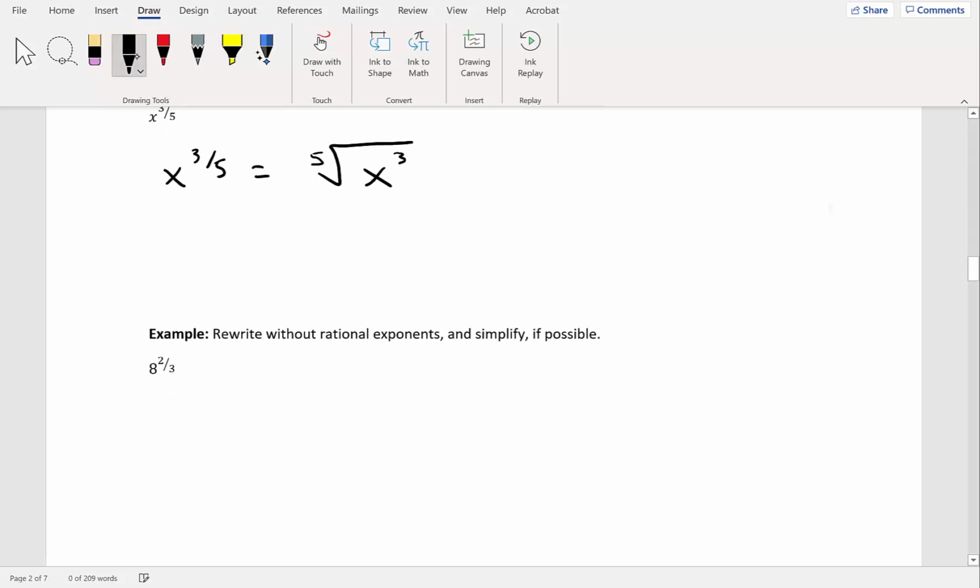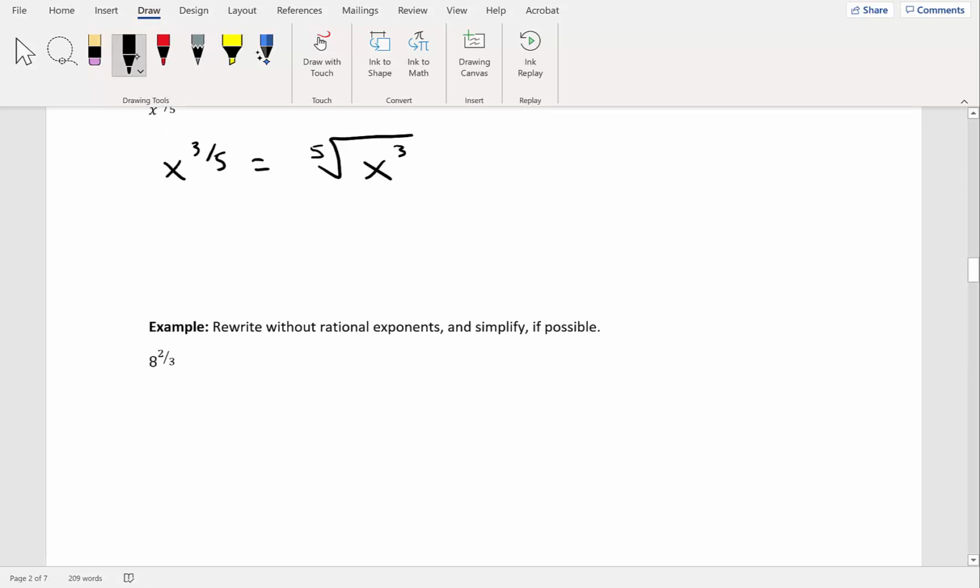We have 8 raised to the 2/3 power. Okay, so this is equal to, so remember the denominator is the index, so this is really cubed root of 8 raised to the 2nd power. Now let's check and see if we could simplify this. So this would become the cubed root, and now 8 raised to the 2nd power gives us 64. Cubed root of 64 is actually equal to 4, because 4 raised to the 3rd power gives us 64.